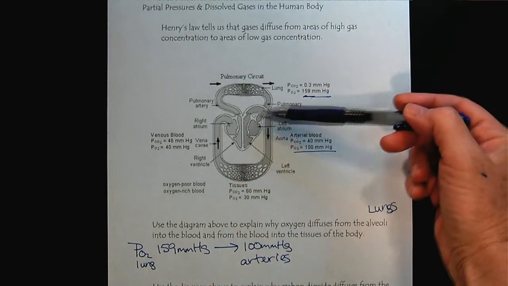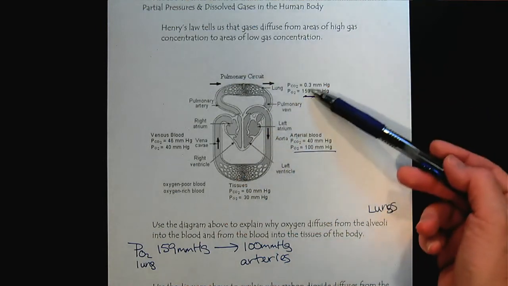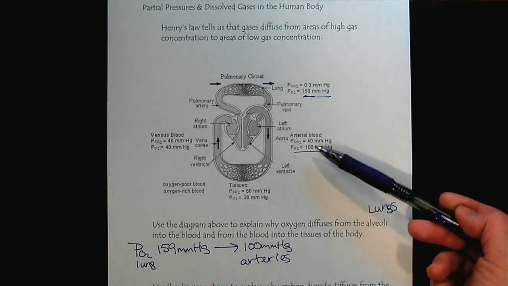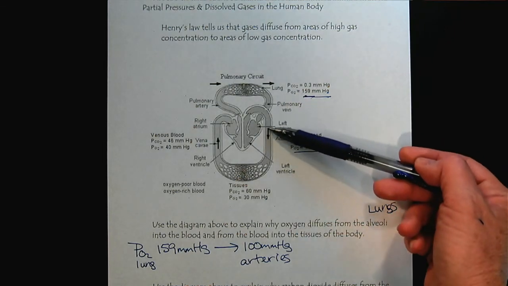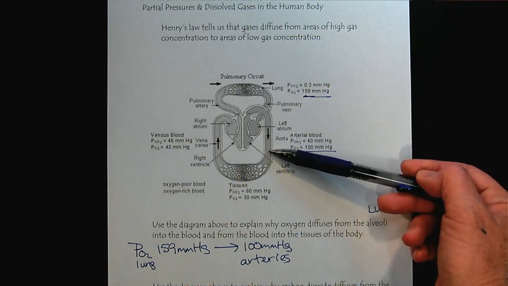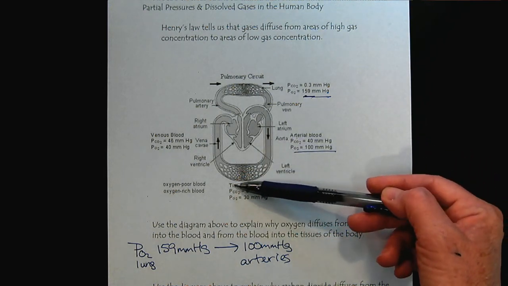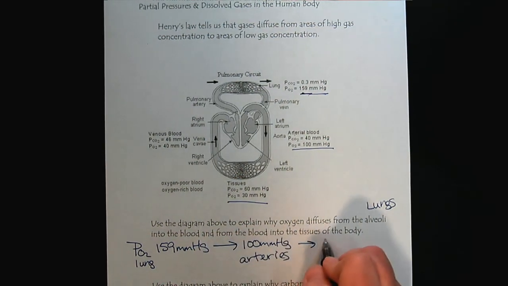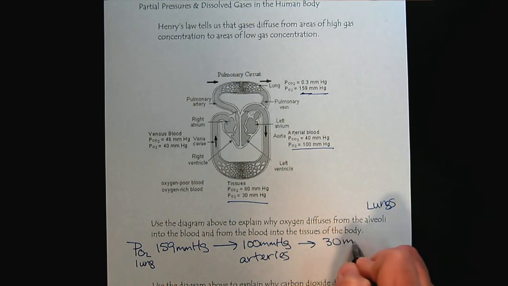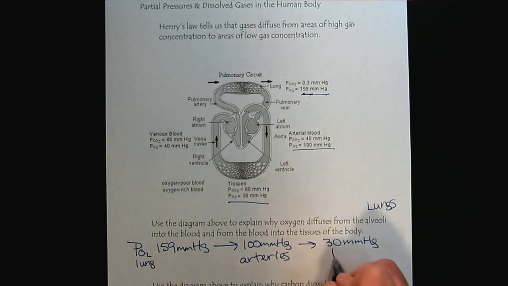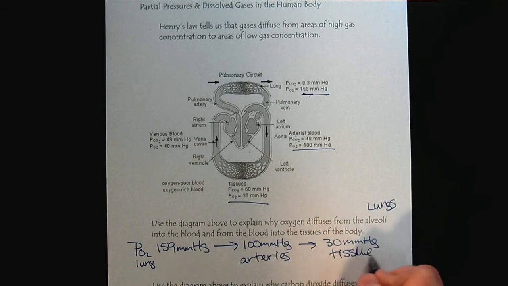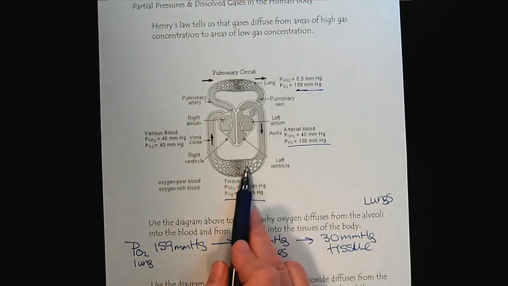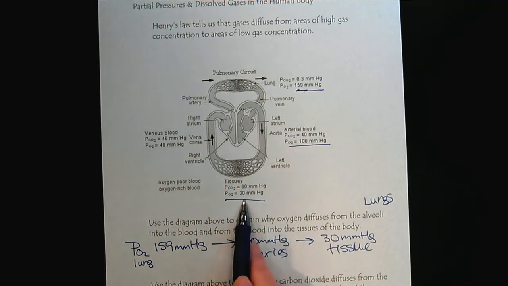Okay, so now that arterial blood has been oxygenated by the pressure of the oxygen forcing the oxygen into the arterial blood, and then the blood's traveling along until it gets to our tissues. And then notice in our tissues, our tissues only have 30 millimeters of mercury of oxygen. So that 100 millimeters of mercury of oxygen is going to flow into the tissues.